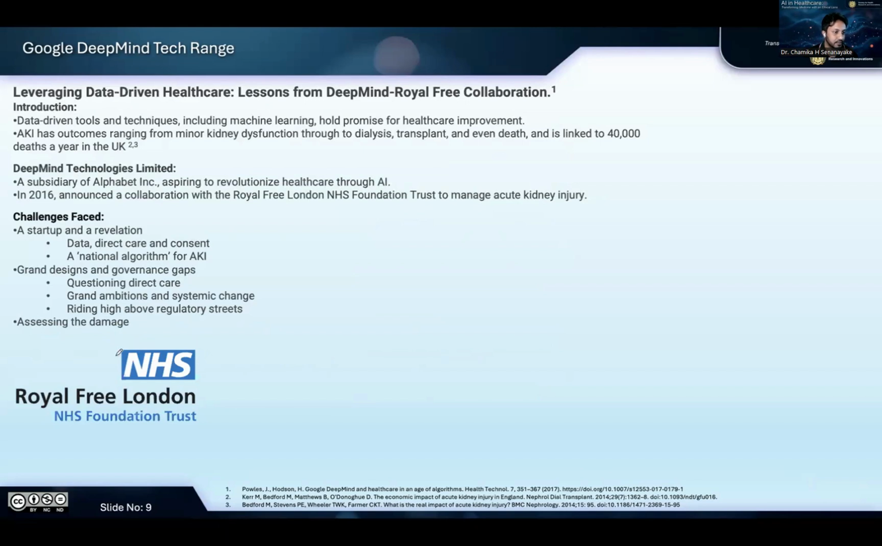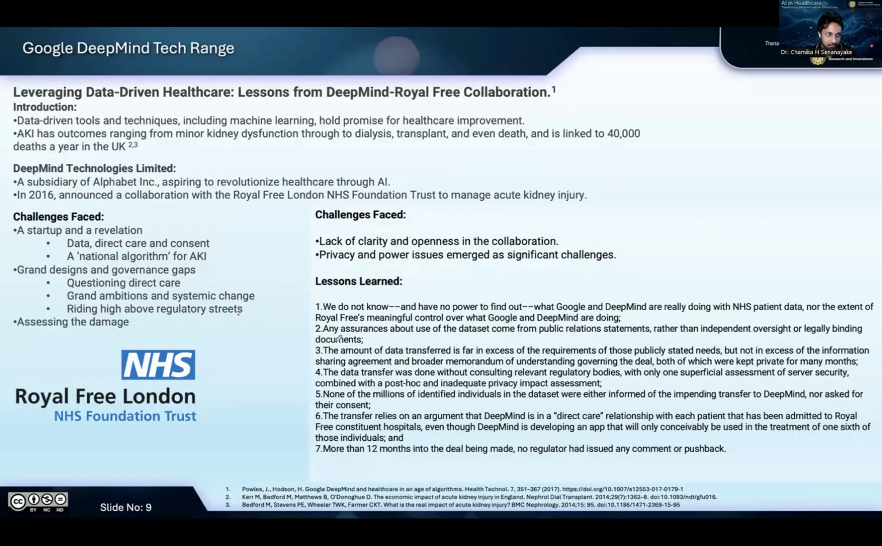the NHS Royal Free London Hospital. So if we take a deep look at that, it's a startup and a revelation. So data, direct care and consent. They have developed a national algorithm for acute kidney injury detection. So the problem is challenges. There was a lack of clarity and openness in the collaboration, and privacy and power issues emerged as a significant challenge. So what are the lessons we learned?